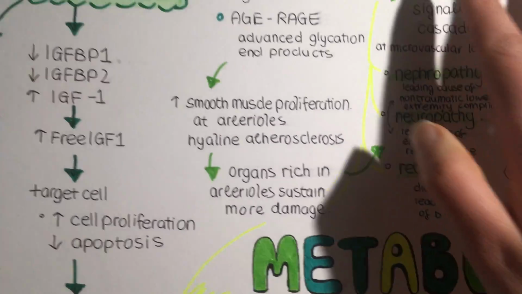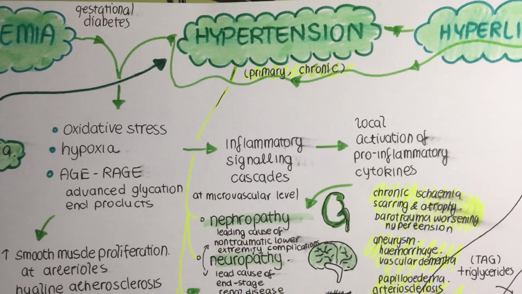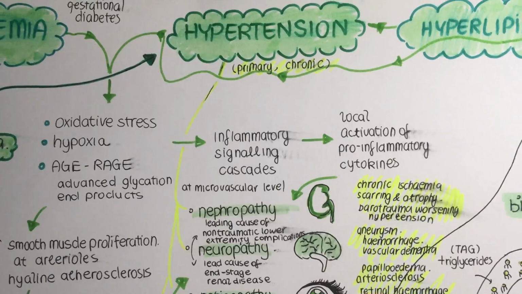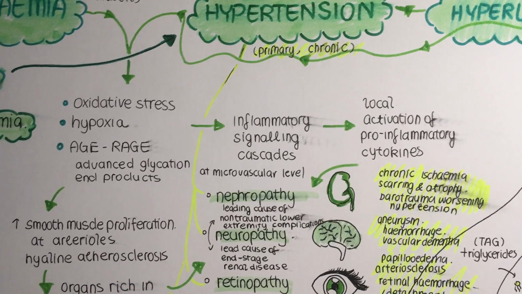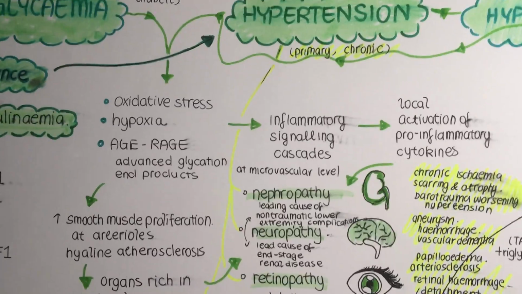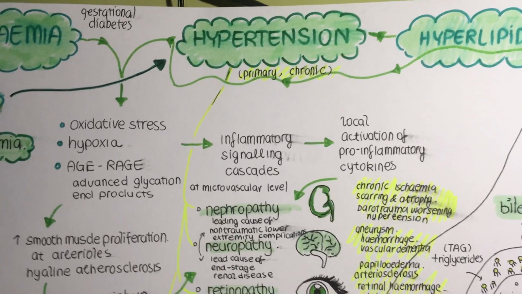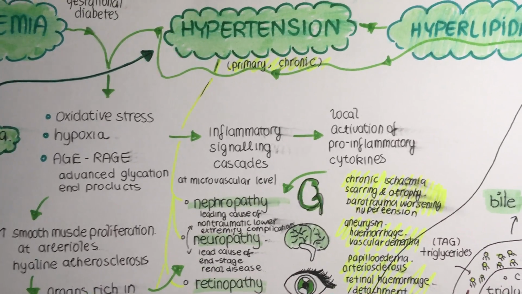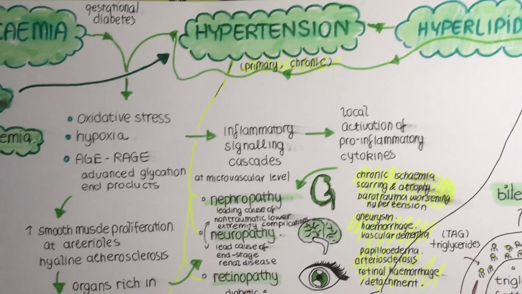Additionally, you have hypertension occurring as well in metabolic syndrome. Now, this hypertension is known as a primary hypertension as opposed to secondary because there is no identifiable cause and it is often due to a combination of causes. It is also chronic, which means it is over the long term and not in the case of a hypertensive crisis, which arises immediately.